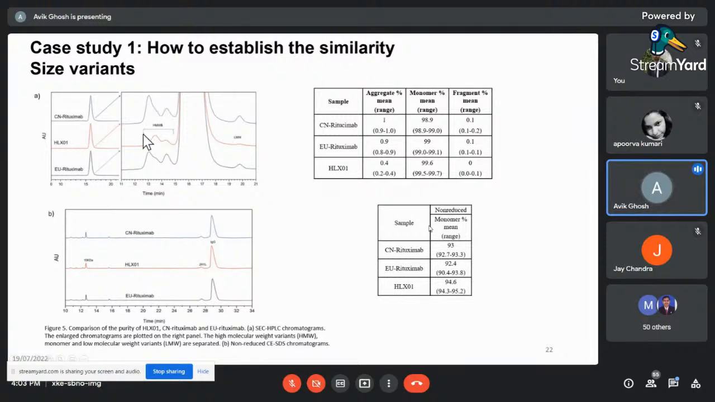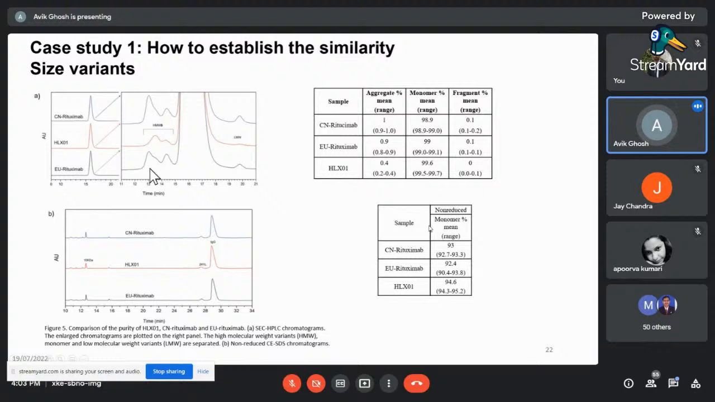So it's very important to match the profile, in the sense that you want to make sure that there is no new aggregate or new species in your product. So once it is exactly matching with the innovator product, there is no risk of having a new variant or new impurity in your product. And then for an impurity, you always want to be on the lower side.